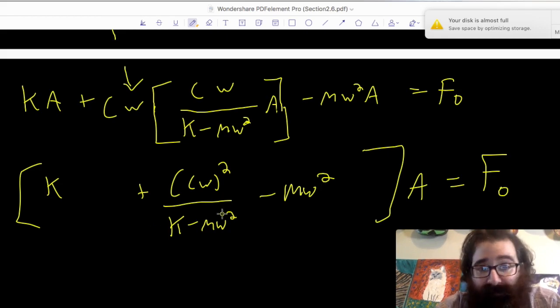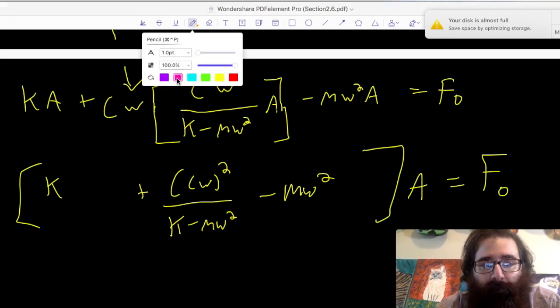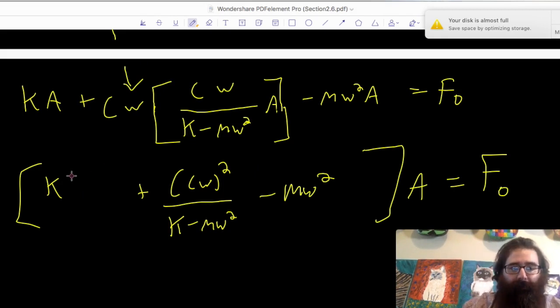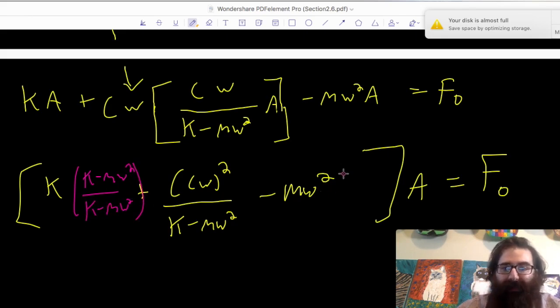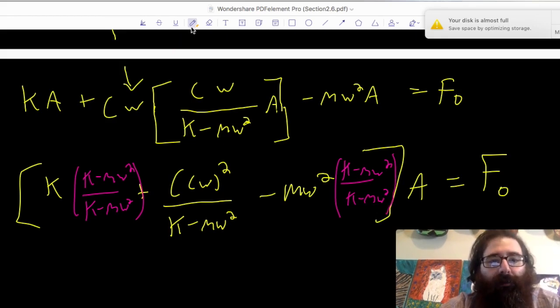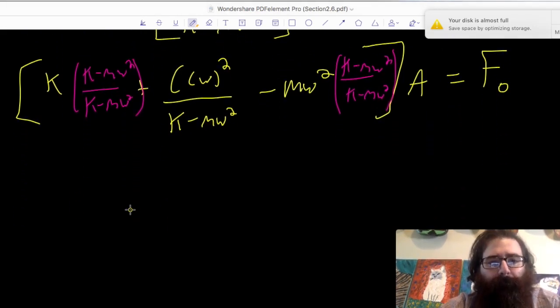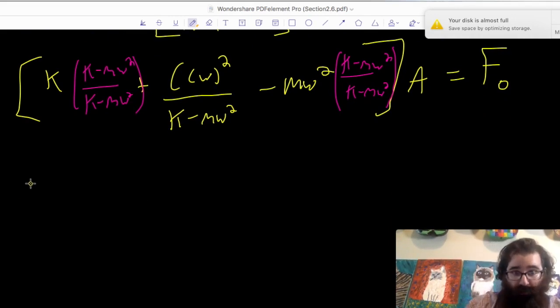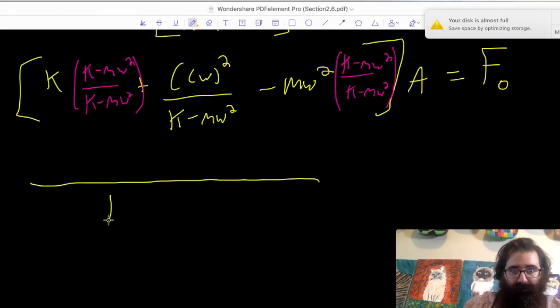But because this is a fraction, I want to get a common denominator. So I'm going to have to multiply k by k minus m omega squared over k minus m omega squared. And I'm going to have to multiply the minus m omega squared by k minus m omega squared over k minus m omega squared. And now I'm going to get a fraction. So don't click off the video. See you reaching for the little exit button. Don't you dare.